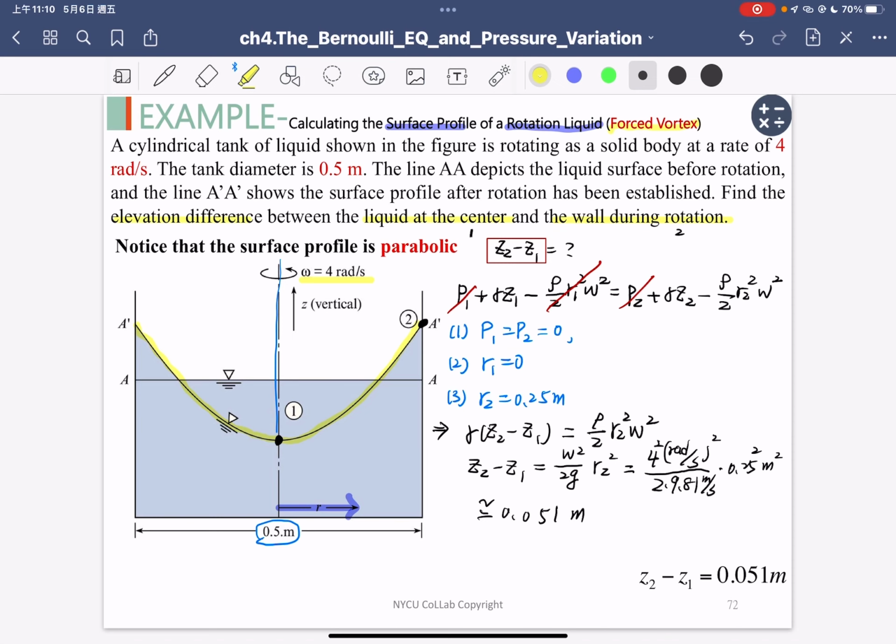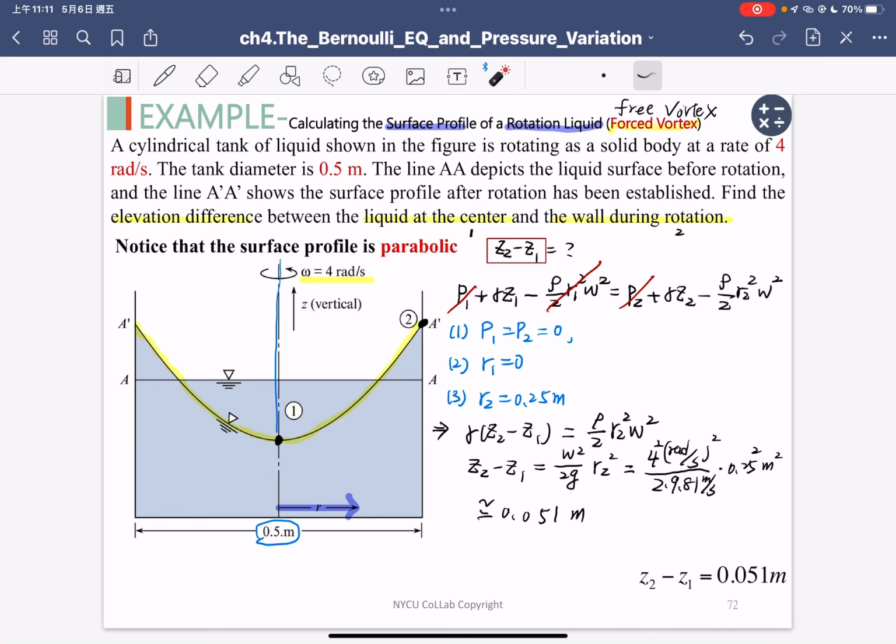Okay, so as I mentioned, in that case, we call that the forced vortex, 强制涡流. So that indicates we have another vortex. We call that the free vortex. Okay, so in the following slide, I will introduce the difference between the free and the forced.